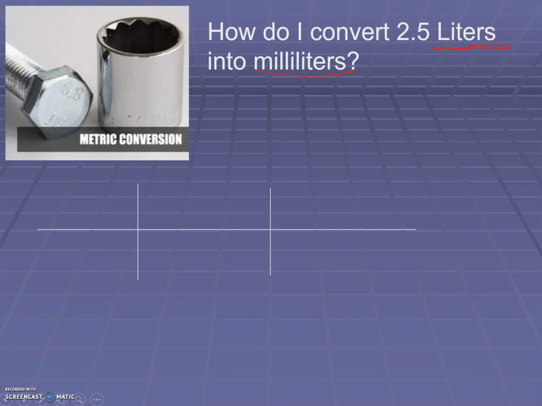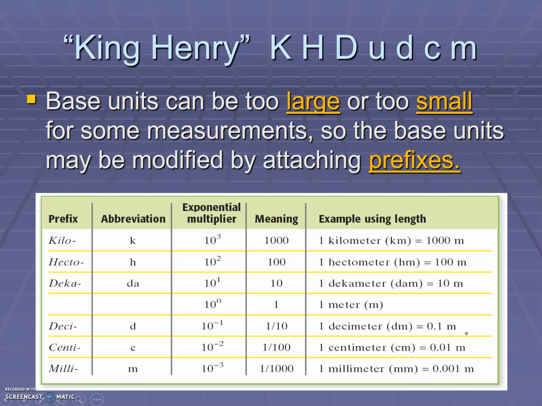Well, one way is to think about the metric system, which you probably learned before. King Henry died unexpectedly drinking chocolate milk. That basically gives you the concept of which units are larger in the metric system and which units are smaller. The largest units are over on the left. The smaller units are over on the right. The unit in the middle is the base unit, and the base unit is the one that does not have a prefix in front of it.